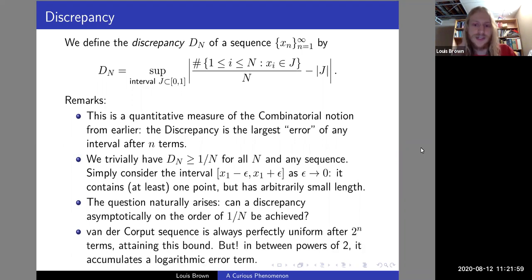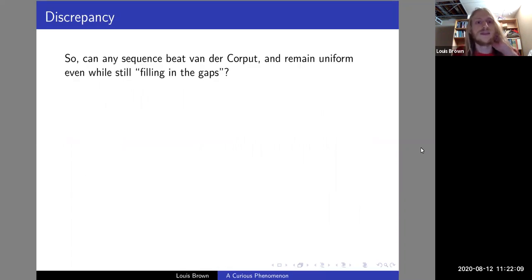But what about in between? In between powers of 2, we're going to accumulate a logarithmic error term while it's still taking the time to fill in all of those gaps. So what we want to know is, can any sequence beat van der Corput and remain uniform even while still filling in those gaps?